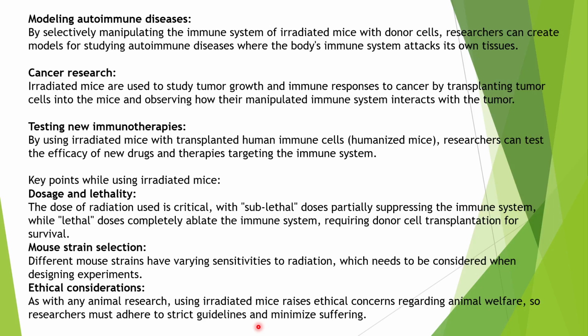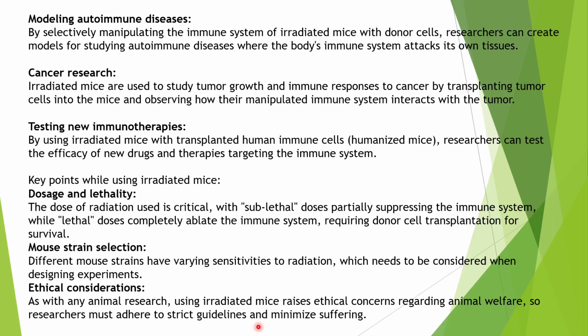So, by selectively manipulating the immune system of the irradiated mice with donor cells, researchers can create models for studying autoimmune diseases where the body's immune system attacks its own tissues. So, because they have irradiated the mice, now the immune system will not attack self or non-self. So now they can specifically make some changes or do some genetic remodeling, and then inject the donor cells to check whether this autoimmune response is being suppressed or not.